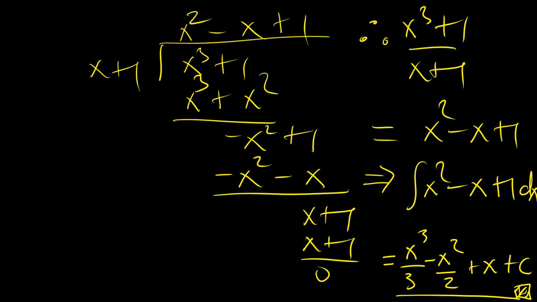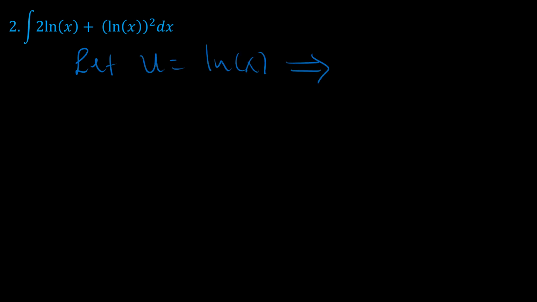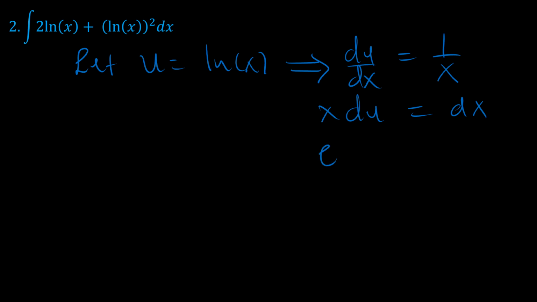Okay, so let's continue from here. So problem 2, which is the integral of twice natural logarithm of x, popularly written as ln x, plus natural logarithm of x squared. What I would do here, I would just say let u be equal to natural logarithm of x such that du/dx is equal to 1 over x, and so du is equal to dx over x, and from here we can see that e to the power u du is dx.